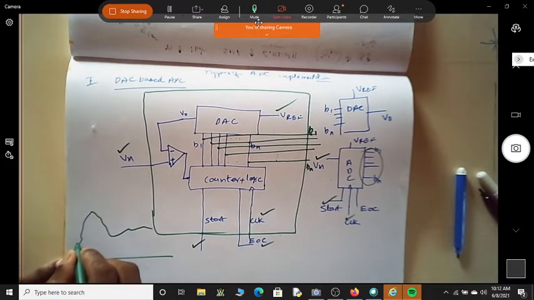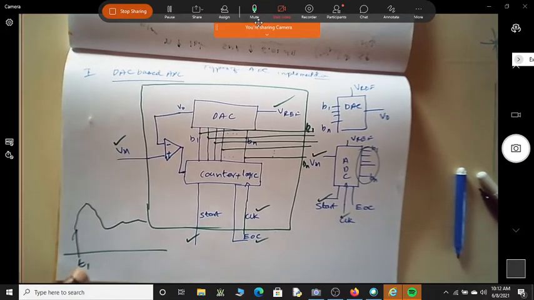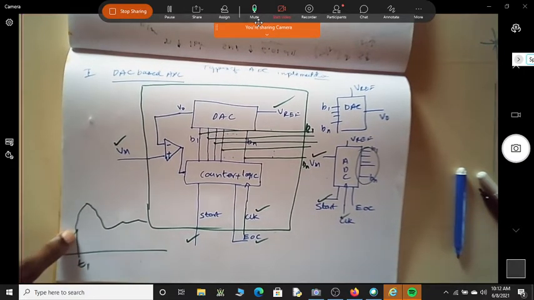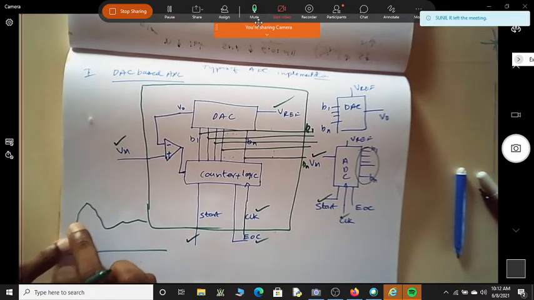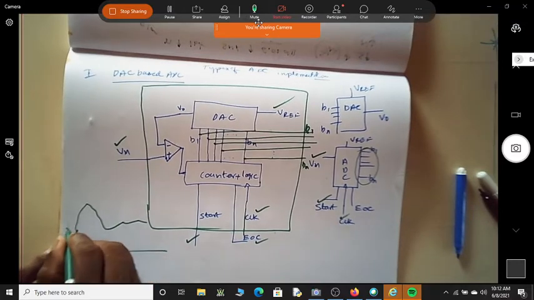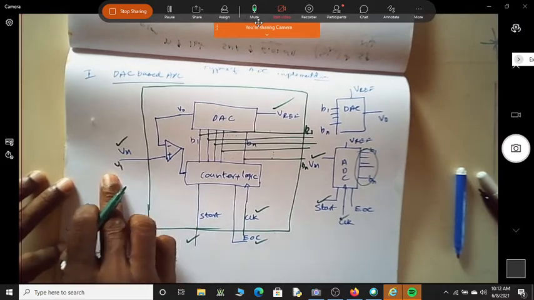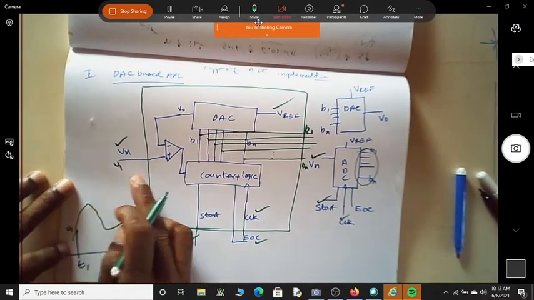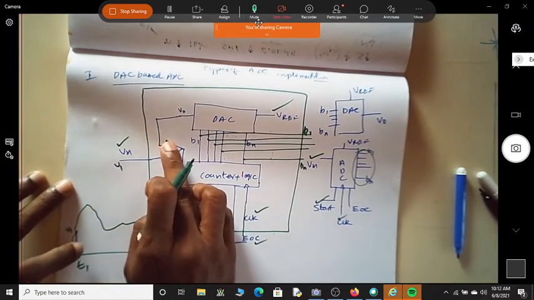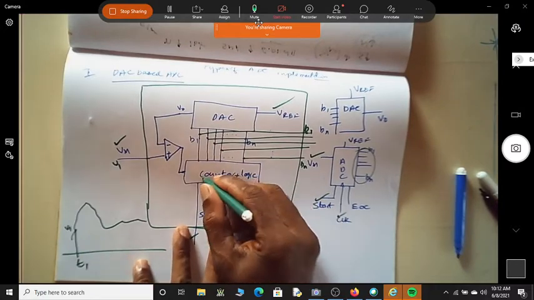Now assume that you have an input voltage like this. I want to know what is the digital equivalent of this input voltage V at time t equal to t1. What I do, I will sample this. I will sample, meaning I want to have this voltage V1 coming over here. This V1 is compared with this V0. Initially, we will just reset the counter.